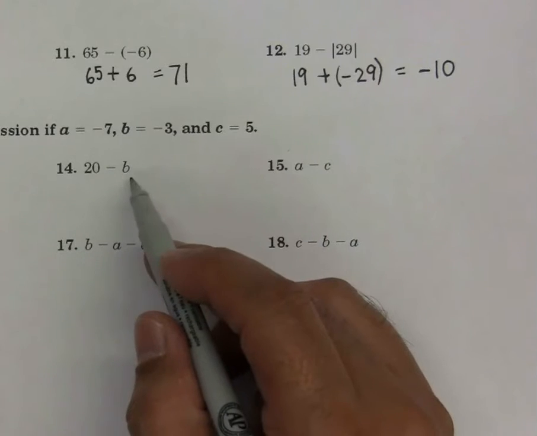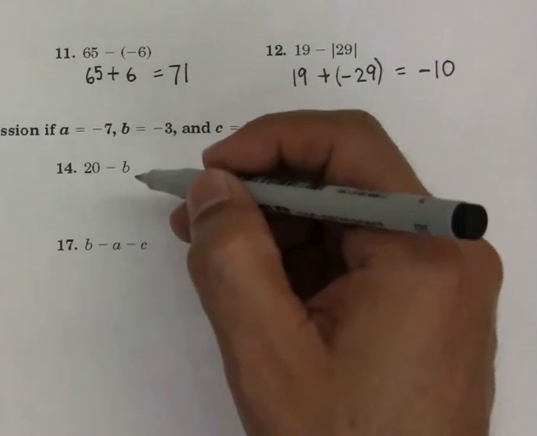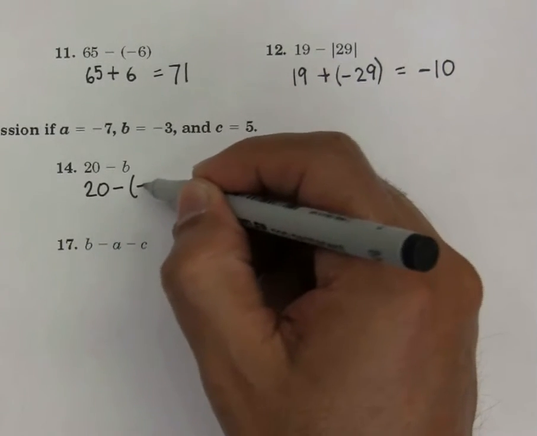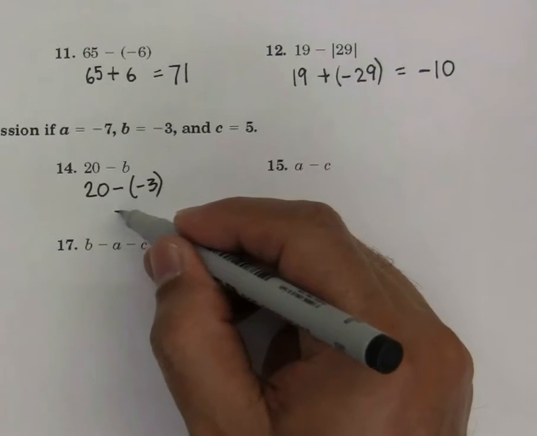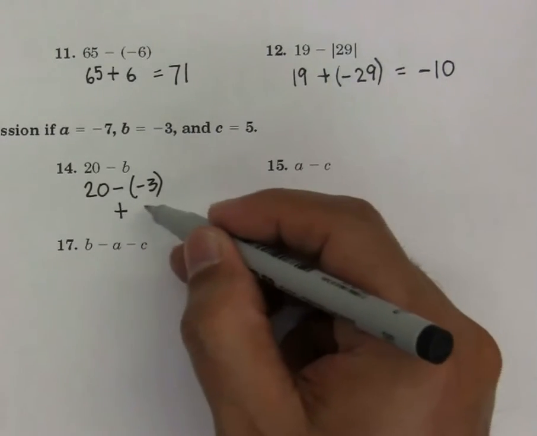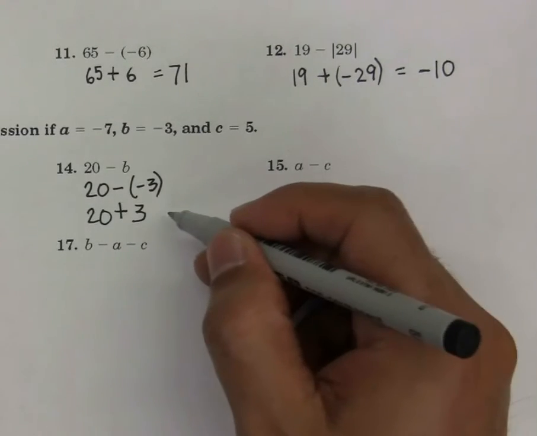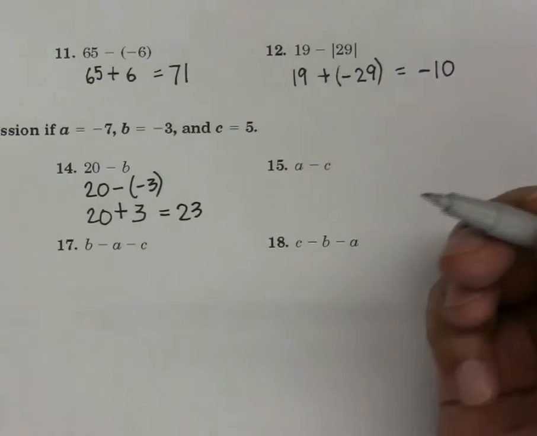20 minus b, where b equals negative 3. So this means 20 minus negative 3. To subtract, add the opposite. 20 plus 3, 23.